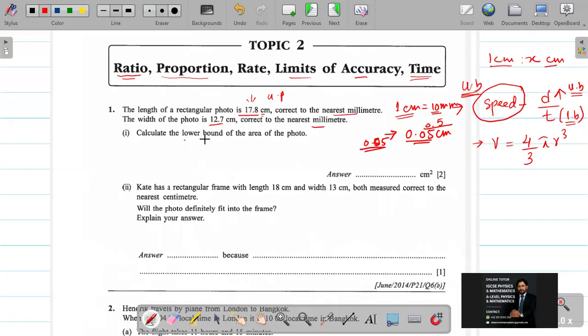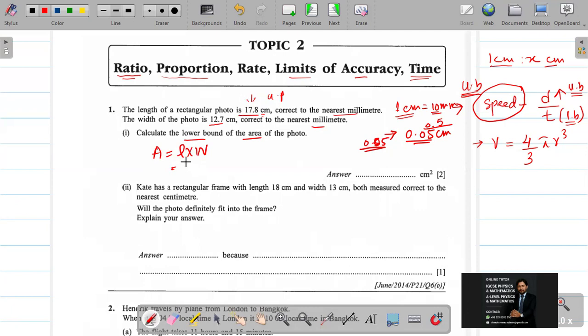Here he is saying calculate the lower bound of the area. So it means I will have to take both values with the lower bound because they are showing the relation of directly proportional over there. As I know, area is equal to length multiply width. So length multiply width, you should have your calculator with you so that you can put your values easily over there. And when I am using the lower bound of 17.8, then I am saying it is 17.75 because 0.05 should be subtracted from it.